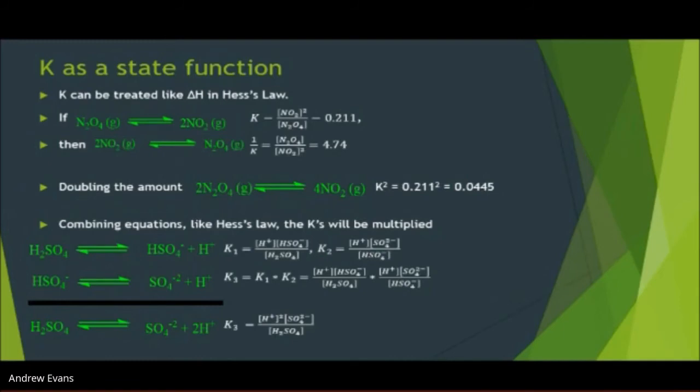If I were to write a reaction that is doubled, so instead of 1 N2O4 goes to 2 NO2, we have 2 N2O4 goes to 4 NO2, then we just have NO2 to the 4th power over N2O4 to the 2nd power. And it would be essentially K times K, or 0.211 squared.